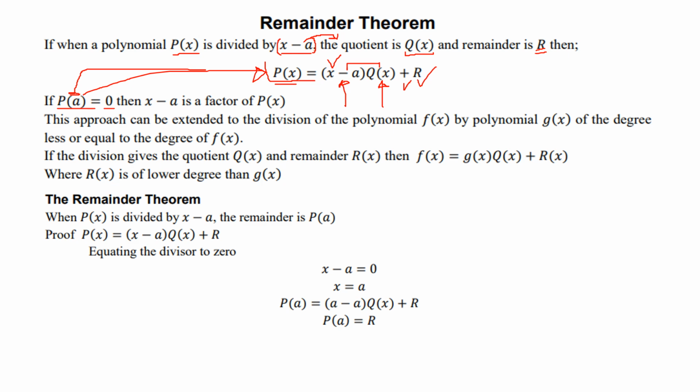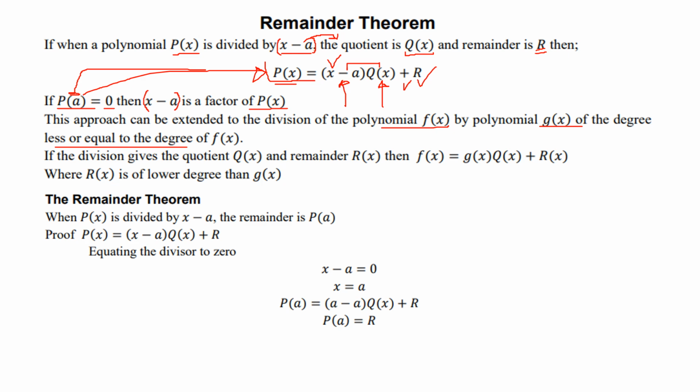Whenever you substitute for the value of x, whatever you get in the expression is called the remainder. And we got a from our factor. The factor is always given in a bracket format. And we are saying that x minus a is a factor of the polynomial of x. This approach can be extended to the division of a polynomial function f of x by a polynomial function d of x of degree less than or equal to the degree of f of x.